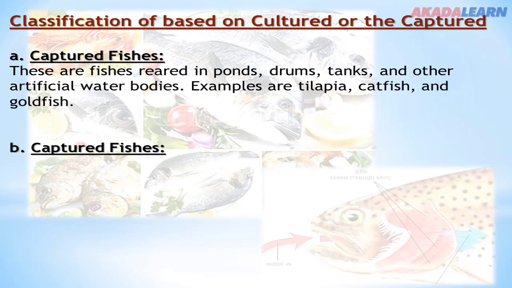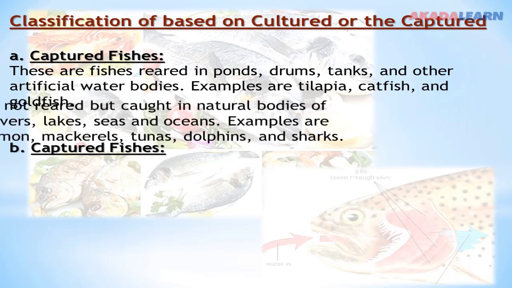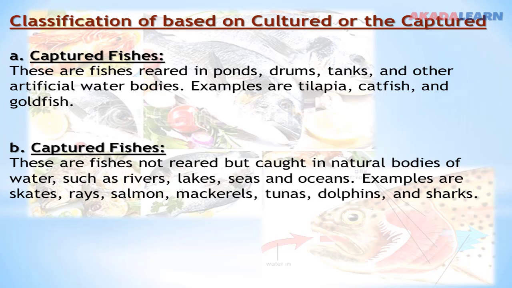While the captured fishes are fishes not reared but caught in natural bodies of water, such as rivers, lakes, seas, and oceans. Examples of such fishes are mackerel, skatefish, rayfish, salmon, and a lot of others.